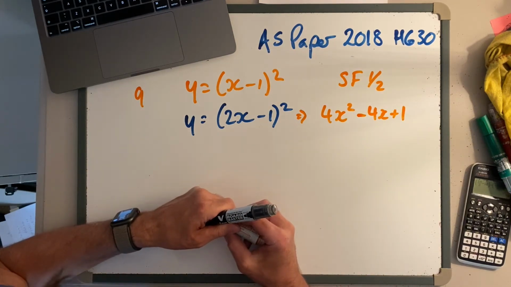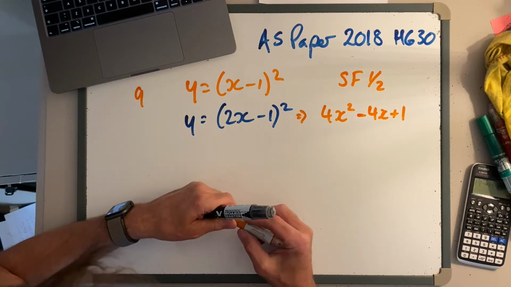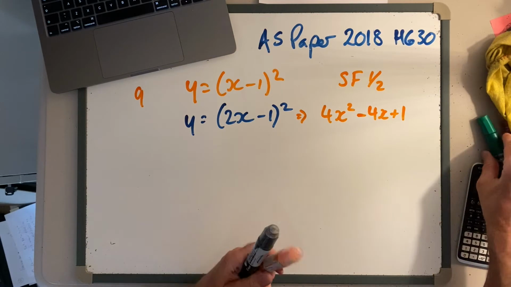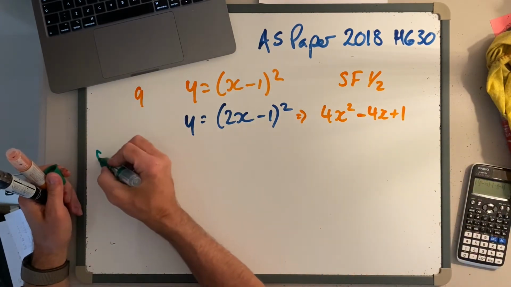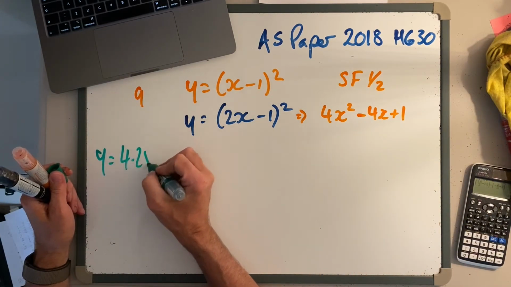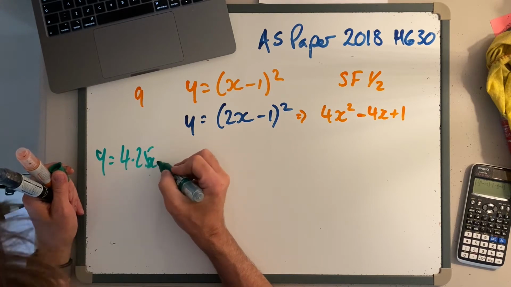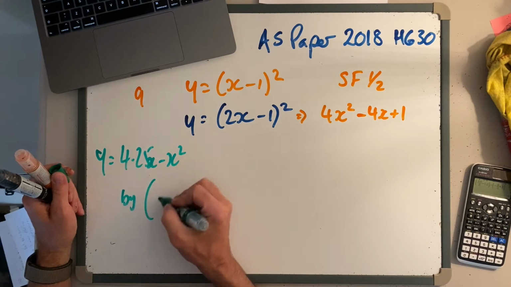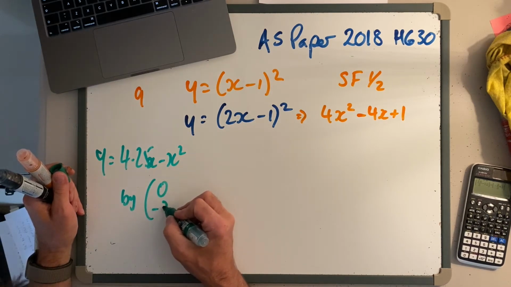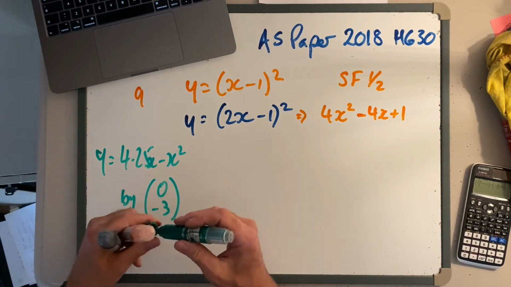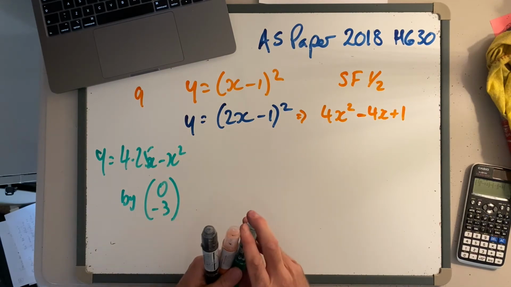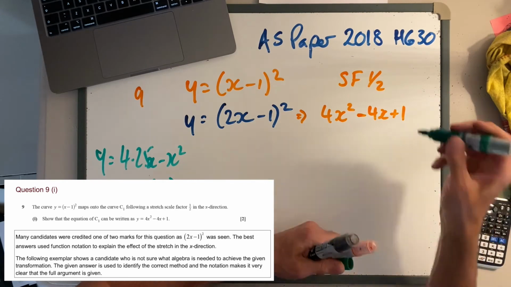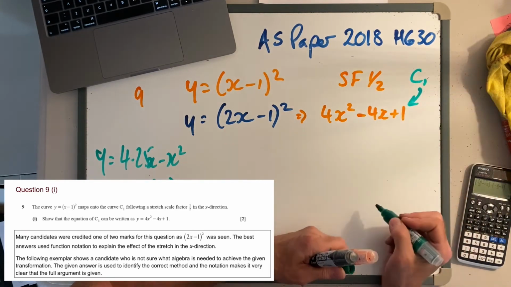Then it says the curve C2 is a translation of y equals 4.25x minus x squared by a translation of (0, minus 3). Okay. So this is my C1. Let's remind myself, that's my C subscript 1.